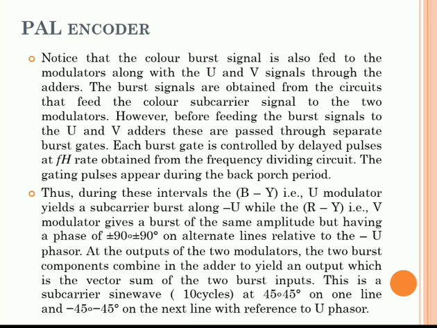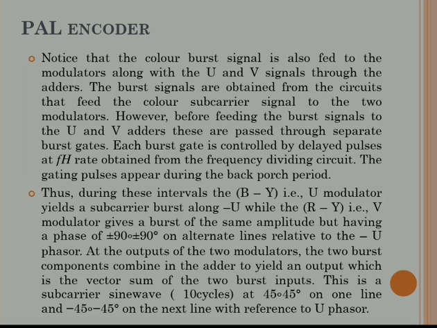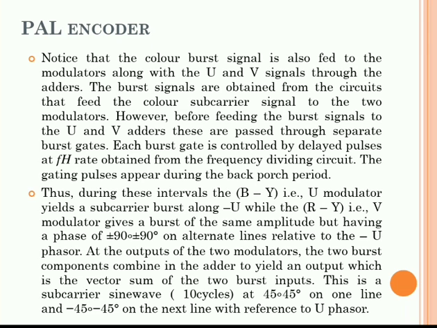Notice that the color burst signal is also fed to the modulators along with the U and V signals through the adders. The modulators have two inputs: we provide the U and V signal, and we also provide this color burst signal to the modulator through the adder. The burst signals are obtained from the circuits that feed the color subcarrier signal to the two modulators.